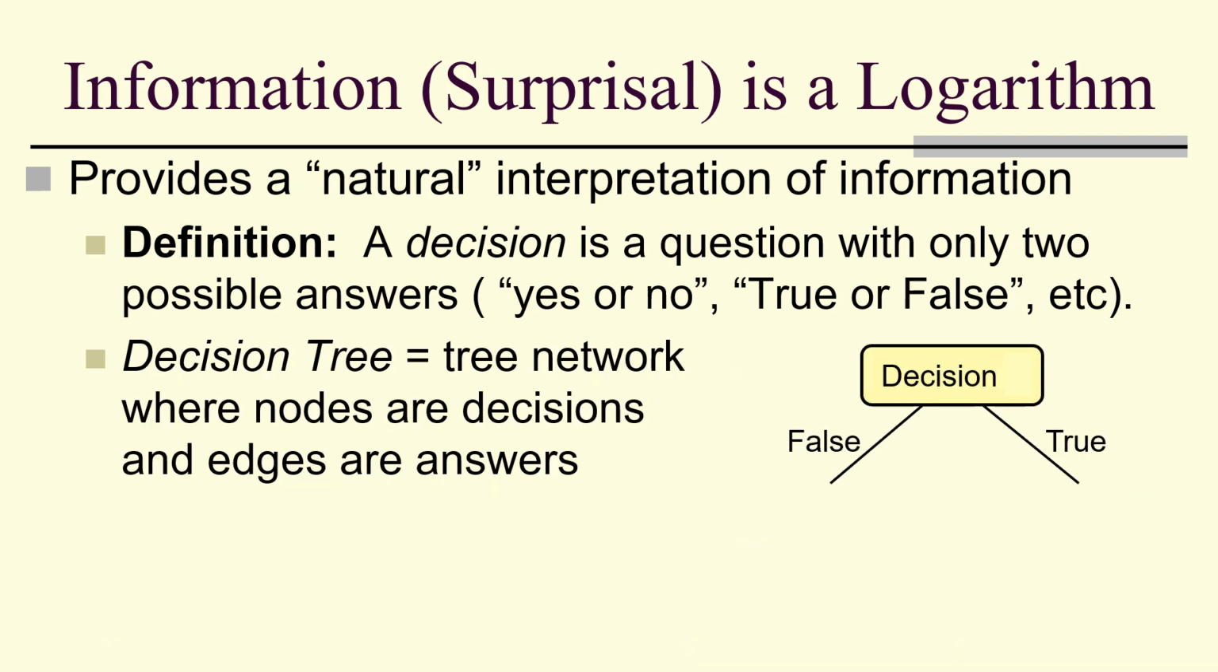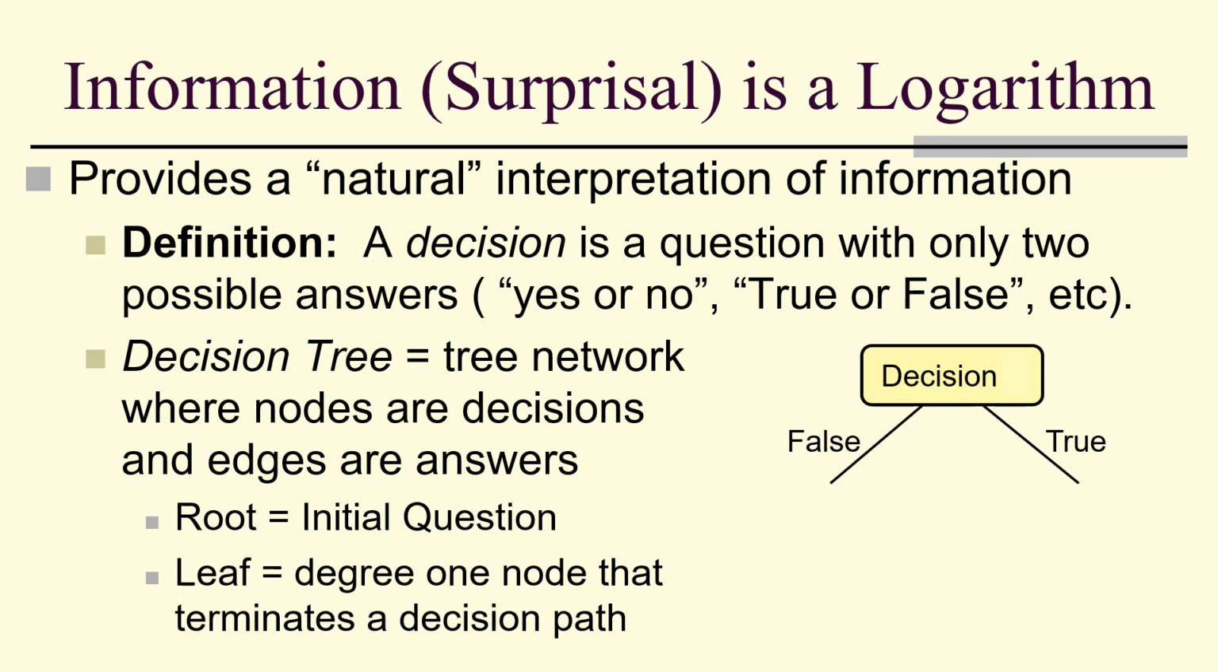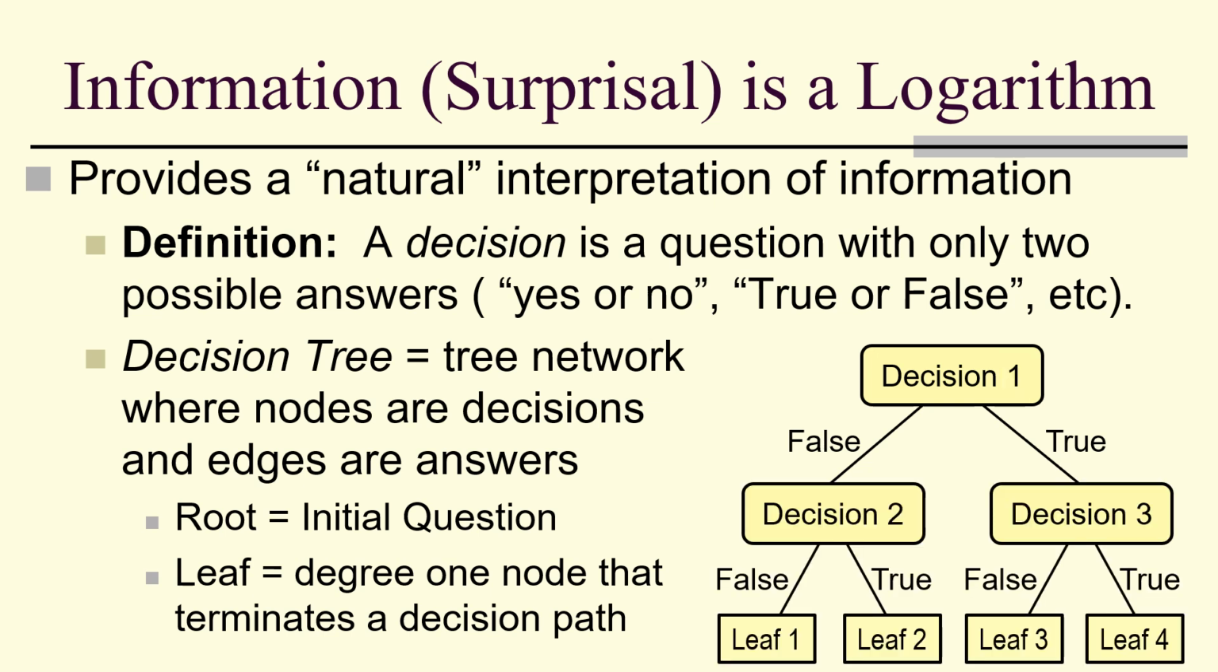So a decision tree is a tree network where nodes are decisions and edges are answers. The root is the initial question. The leaf is the degree 1 node that terminates a decision path. So here is a decision tree with 4 leaves.